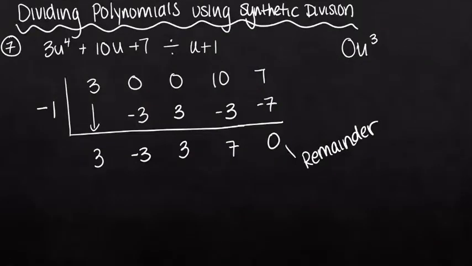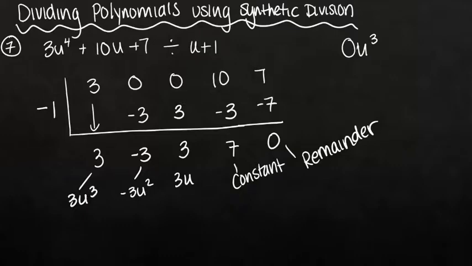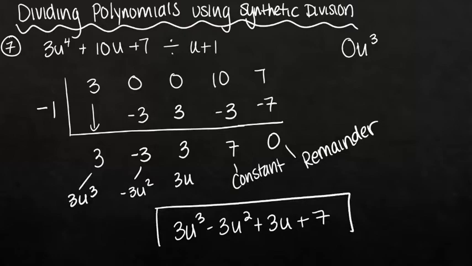Okay, and so like we said, we like to go backwards. So that's my remainder. Here's going to be my constant. Here's going to be my coefficient of u. So 3u, be careful not to go back into using x, right? The variable here is u. This is going to be my coefficient of u squared, and this is going to be my coefficient of u to the 3rd. So when I divide 3u to the 4th plus 10u plus 7 by u plus 1, I get 3u to the 3rd minus 3u squared plus 3u plus 7. And our remainder is 0, so we do not need to write it.